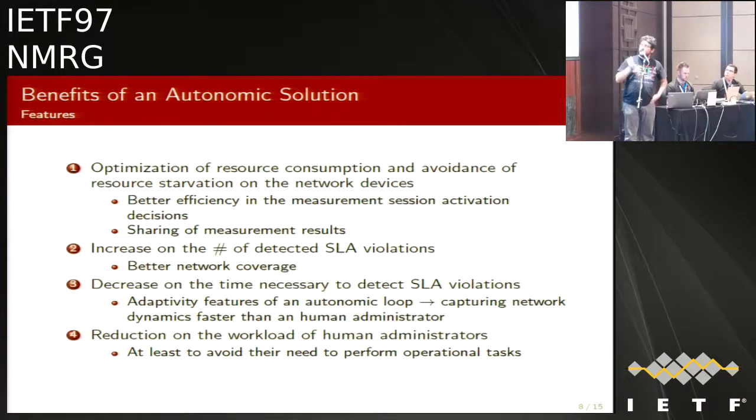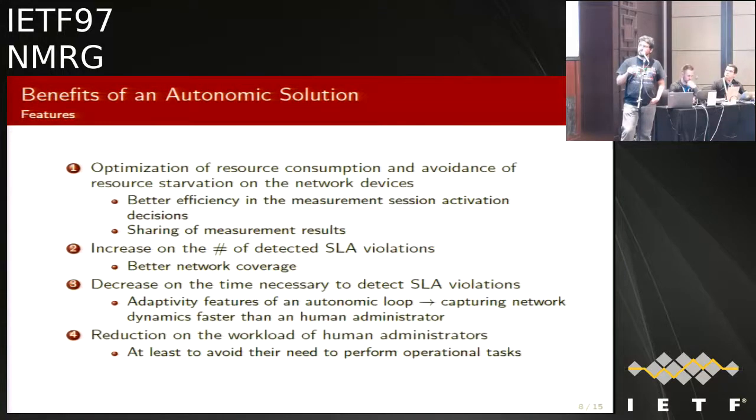Also talking about the benefits of an autonomic solution, there are some features that can be highlighted. The first one is an optimization of the resource consumption and avoidance of resource starvation on the network devices. This feature can bring better efficiency in the measurement session activation decisions. And also it's possible to share measurement results. This is part of my work as a PhD candidate, and we have some papers showing that it's possible to do that considering some constraints.